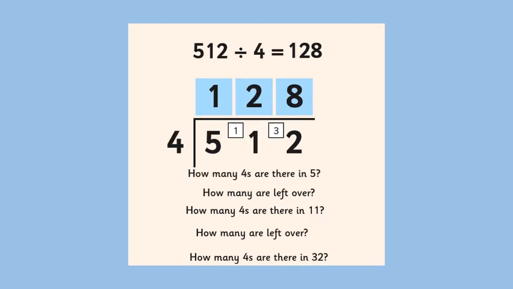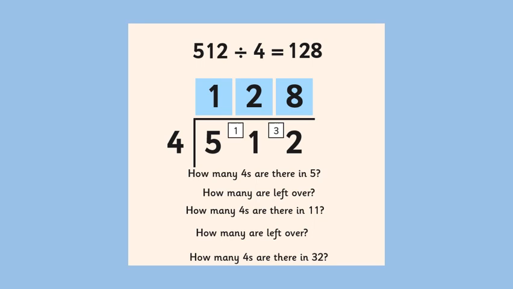The next sum is 512 divided by 4 equals 128. And here are the steps to how I got 128. First, I have to find how many 4s there are in 5. We know there's 1 four in 5. And we have 1 left over. 5 take away 4 equals 1. And we don't ignore the leftover number, so we write it right beside the next number. And then we have 11.